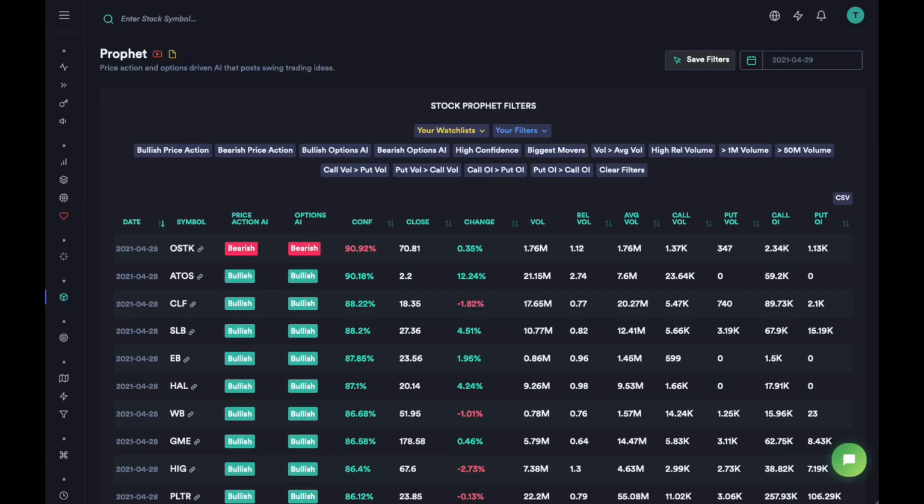Hey everyone, this is Heather and this is going to be a quick introduction to our profit tool, which is a swing trade idea tool based on price action and options flow.